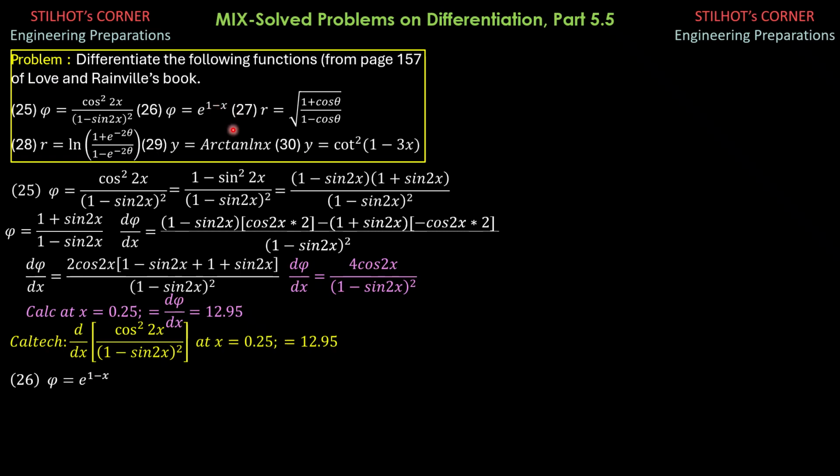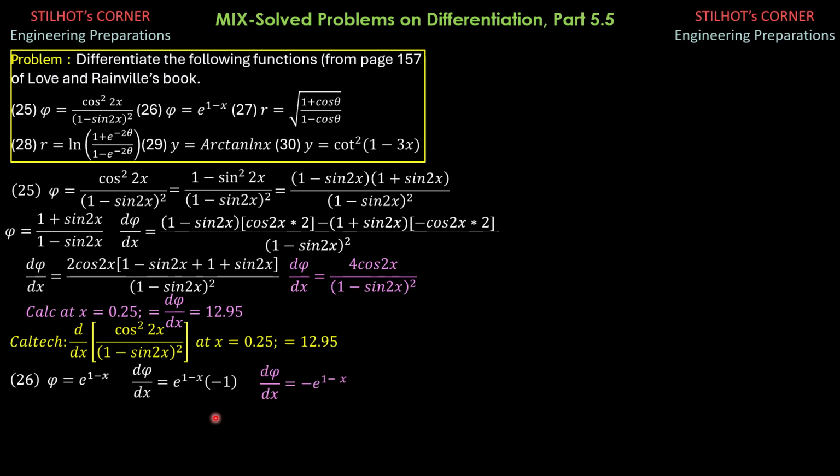So 26, chi is e to the 1 minus x. We imagine that 1 minus x is u. So the derivative of e to the u is e to the u times the derivative of u with respect to x. So that is e to the 1 minus x times negative 1. And the final answer therefore is negative e to the 1 minus x.